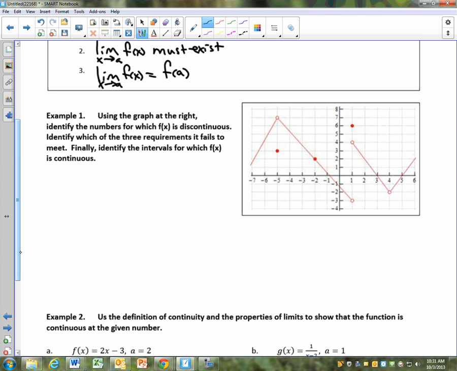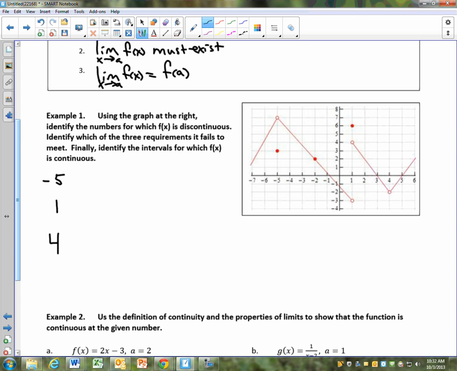So let's look at this here. Discontinuous is somewhere where you would have had to pick up your pencil in order to draw the function. So can you identify an x value where it's discontinuous? -5 would be one. Okay, so I'll write that one down. Got another one? 1 and 4. Those are the three x values.